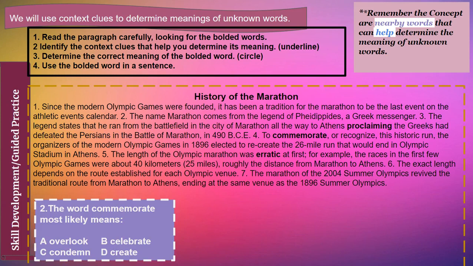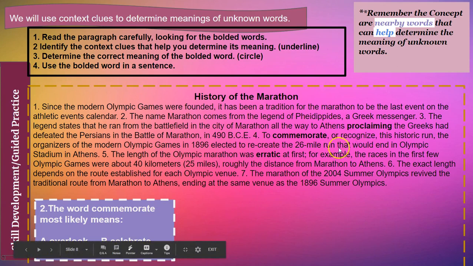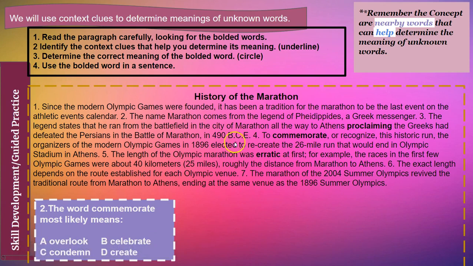So let's look at the word commemorate. What does it most likely mean? It says to commemorate or recognize. So in here, again, we have "or recognize." This is a context clue, and this context clue is kind of telling us what commemorate means, right? That's not an answer choice, so I have to keep reading. To commemorate or recognize this historic run, the organizers of the modern Olympic Games elected to recreate it.